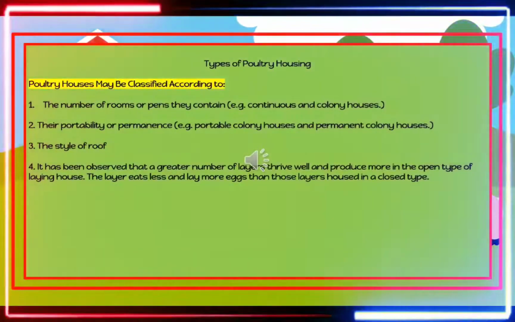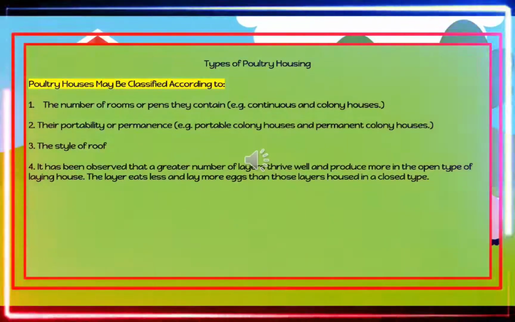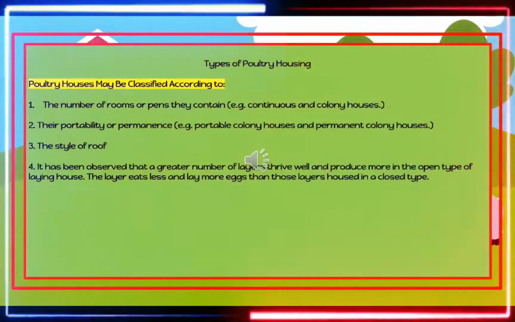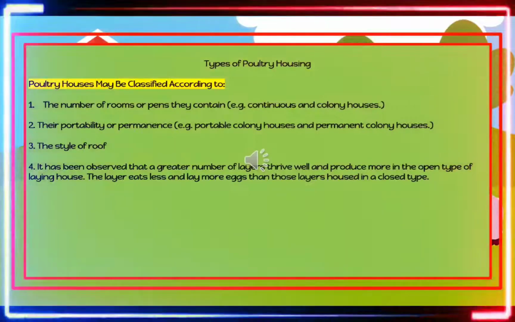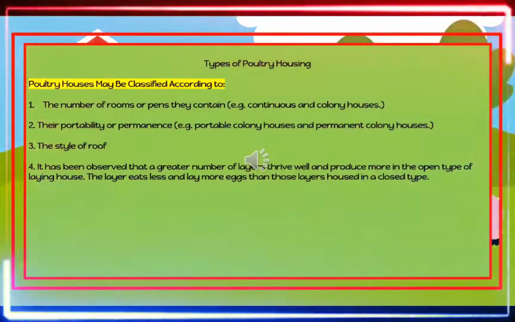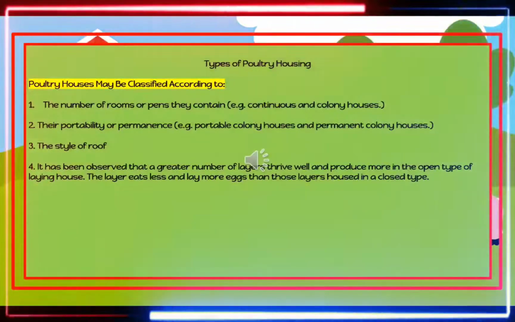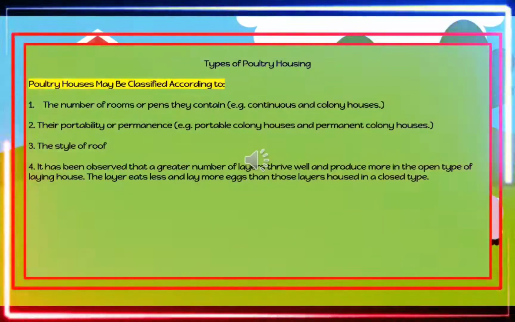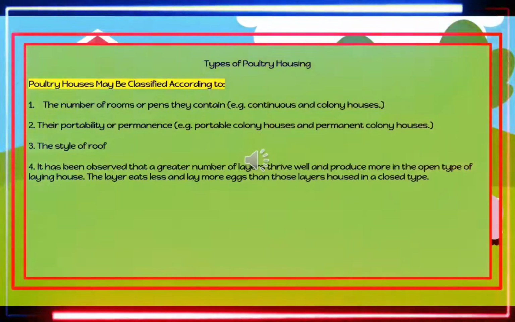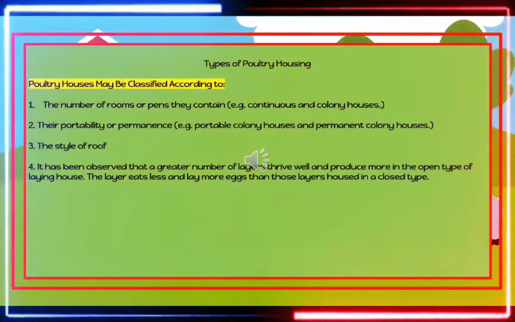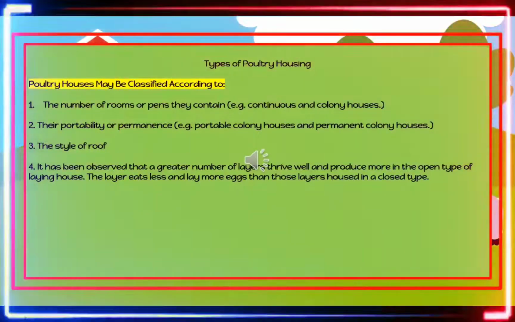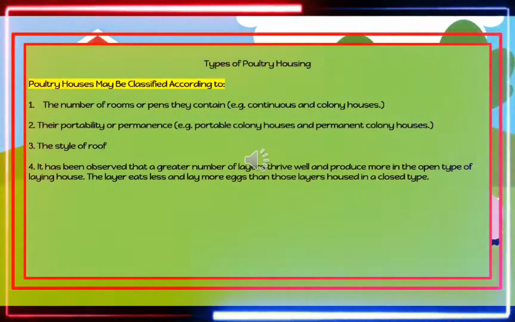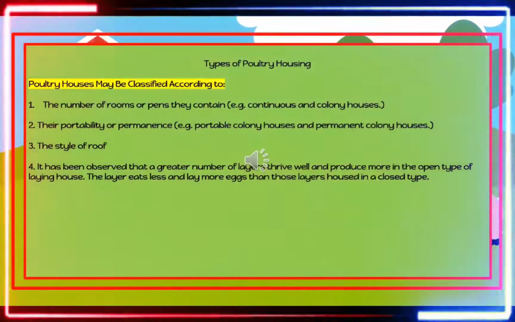Poultry houses may be classified according to: 1, the number of rooms or pens they contain, for example continuous and colony houses; 2, their portability or permanence, for example portable colony houses and permanent colony houses; 3, the style of roof. And lastly, it has been observed that a greater number of layers thrive well and produce more in the open type of laying house. The layer eats less and lays more eggs than those layers housed in a closed type.